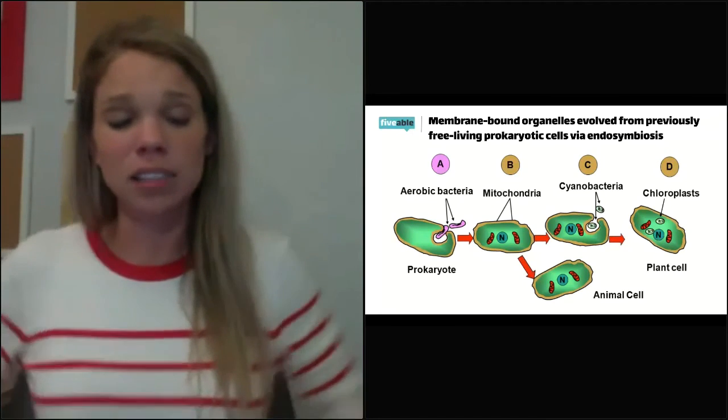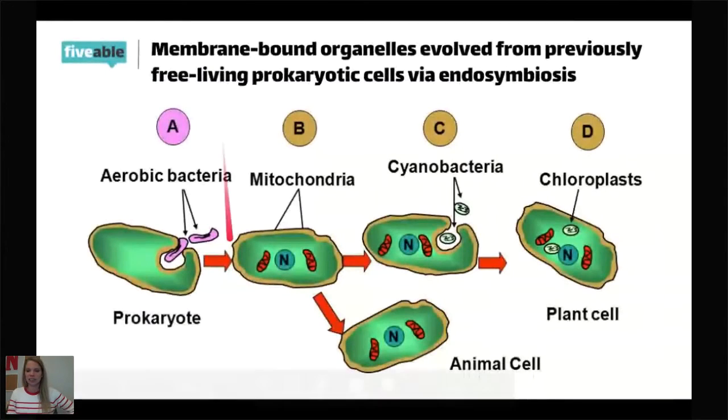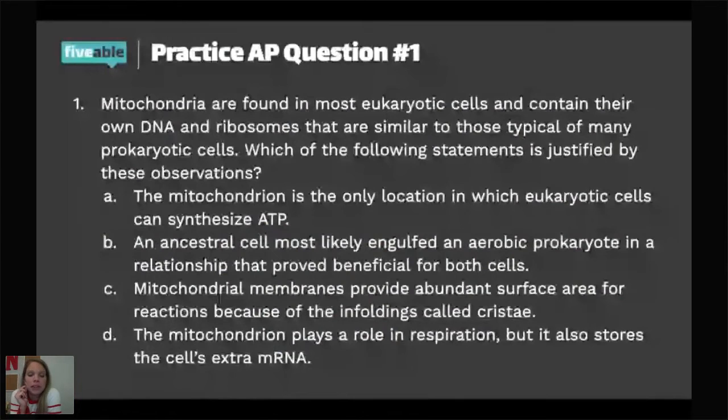All right, let's do some practice AP questions. Go team. Mitochondria are found in most eukaryotic cells and contain their own DNA and ribosomes that are similar to those typical of many prokaryotic cells. Which of the following statements is justified by these observations? A, B, C, or D? Tell me what you think.